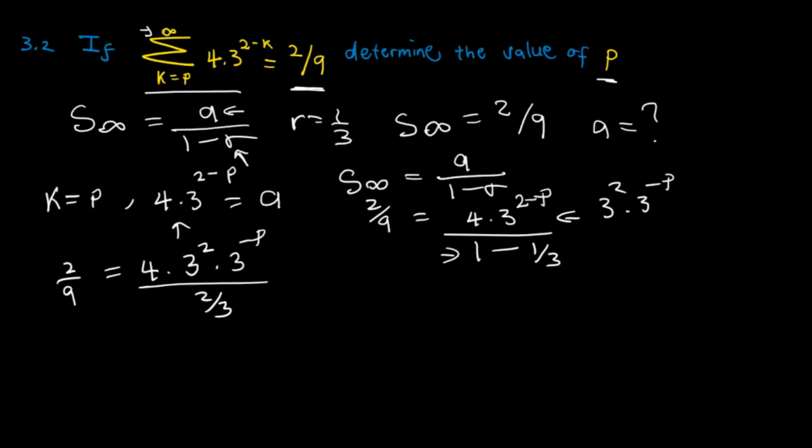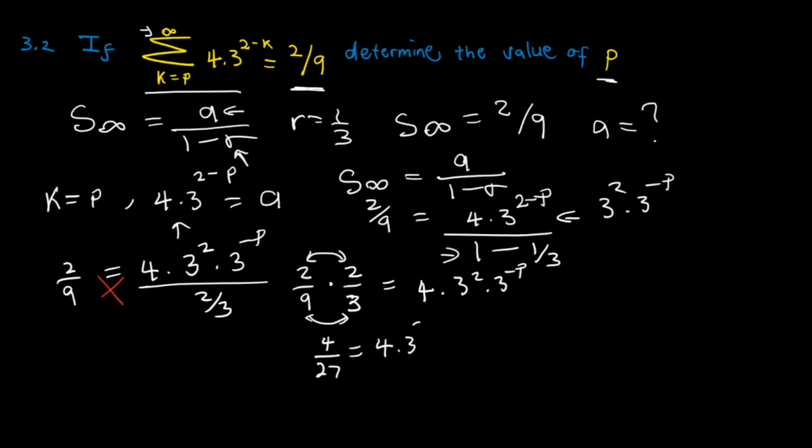Then we're going to cross multiply here. So it's going to be 2 over 9 multiplied by 2 over 3 is equals to 4 multiplied by 3 to the power of 2 multiplied by 3 to the power of minus p. So if you multiply these two here, and these two here, you're gonna get 4 over 27, which is equals to 4 multiplied by 3 to the power of 2 multiplied by 3 to the power of minus p.